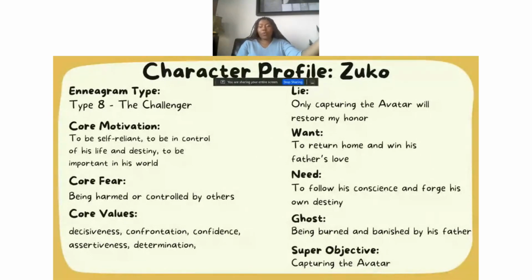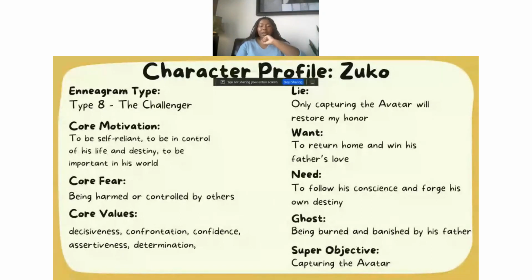His ghost, the whole reason he believes capturing the Avatar will restore his honor, is because when he was 13, he was burned and banished by his own father, who was the Fire Lord, the king of the entire bad guy nation. He was burned and banished for speaking out of turn, and that really messed him up for the rest of his life and distorted his entire view of the world. His super objective is to capture the Avatar.